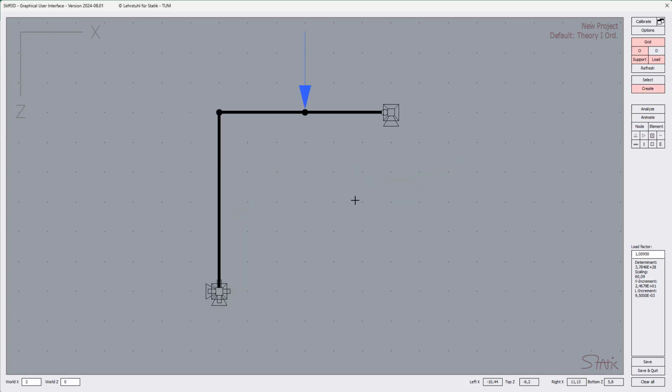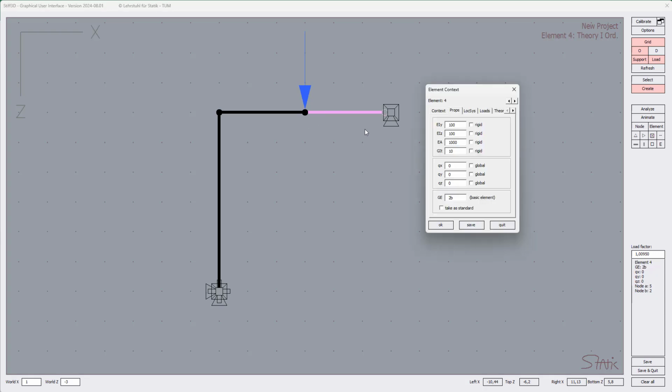What we would like to do now is modify the structure, and introduce a hinge here below the load. And we have different options to do that. One of the options would be just to change this right part, this extra new element, now into basic element number 3.